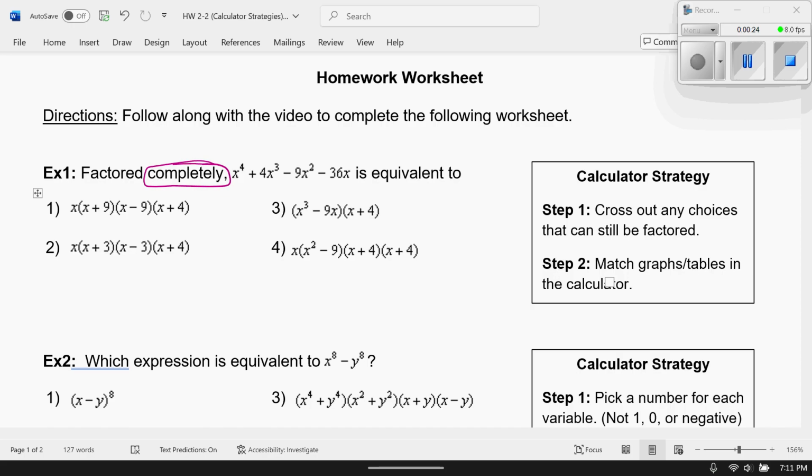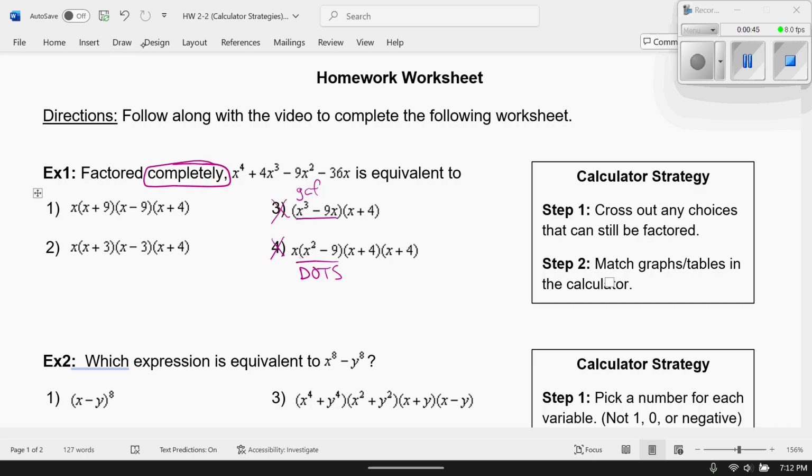If you go through all these answer choices, you'll see that choice 3 has a GCF that can be pulled out, and choice 4 has a difference of two squares that can still be done. So we are going to cross them out because they are not factored completely.